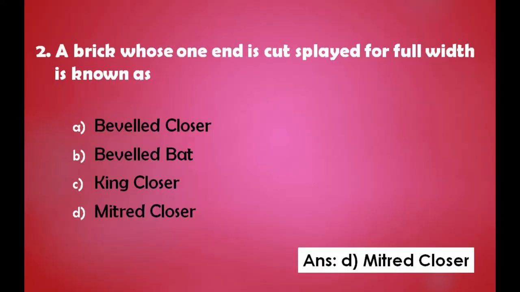corbel. A brick whose one end is cut splayed for full width is known as A. Beveled closure, B. Beveled bat, C. King closure, D. Mitred closure. The answer is, a brick whose one end is cut splayed for full width is known as a mitred closure.